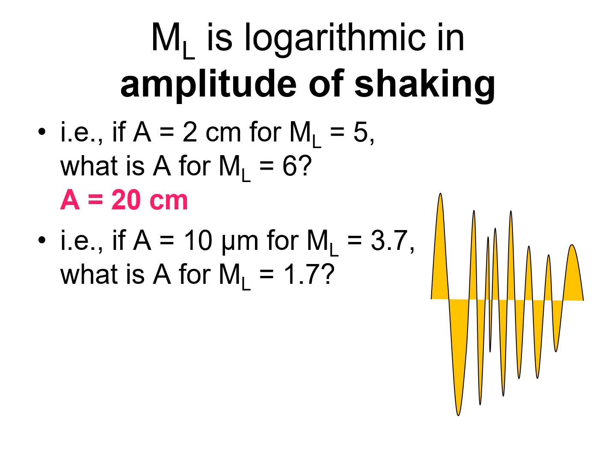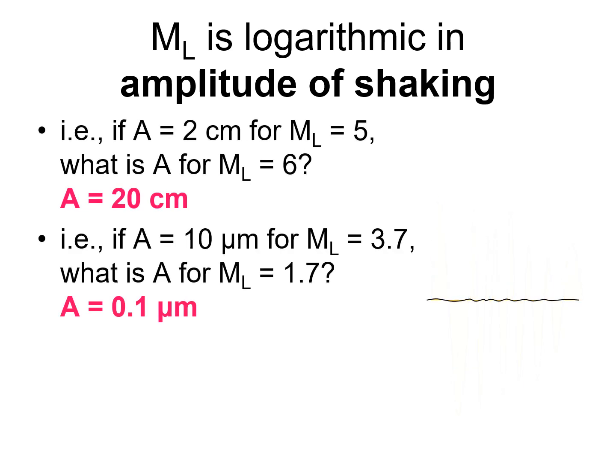Here's another example shown in orange. Suppose an earthquake of magnitude 3.7 produced 10 microns of amplitude on a seismogram. How much would the needle move if the magnitude had been 1.7 instead of 3.7? The answer is 100 times less, or 0.1 microns of amplitude. Here we've decreased the magnitude by 2 units, so we have to decrease the amplitude by 10 times 10, or 100. So it has to be 1/100th as big as it was before.